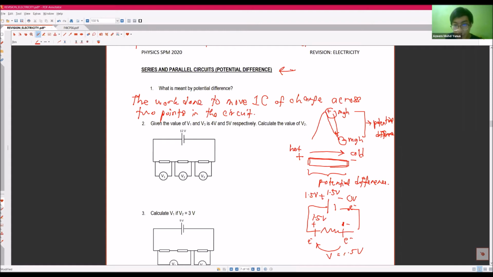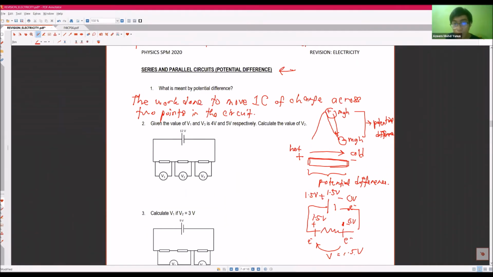This negative here is connected directly to the negative terminal. This has 0 volt. So the difference between these two values is 1.5 volt, also known as the potential difference. It's basically the same meaning as voltage, but the voltage itself consists of different types. This term, potential difference, only refers to one type of voltage, which is the voltage between 2 points. Any 2 points on the circuit is called potential difference.